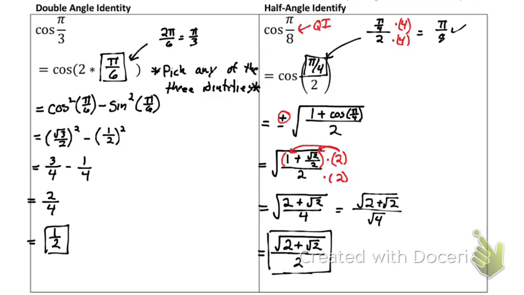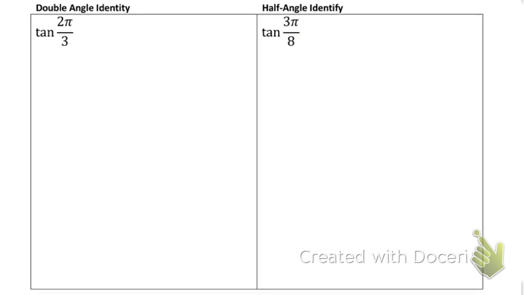So on your homework, the only way you can do this one is a double angle. The only way you can do this one is a half angle formula. Same thing with these last two tangent ones. The only one that's going to work on this one is a double angle. The only thing that's going to work on this one is a half angle.